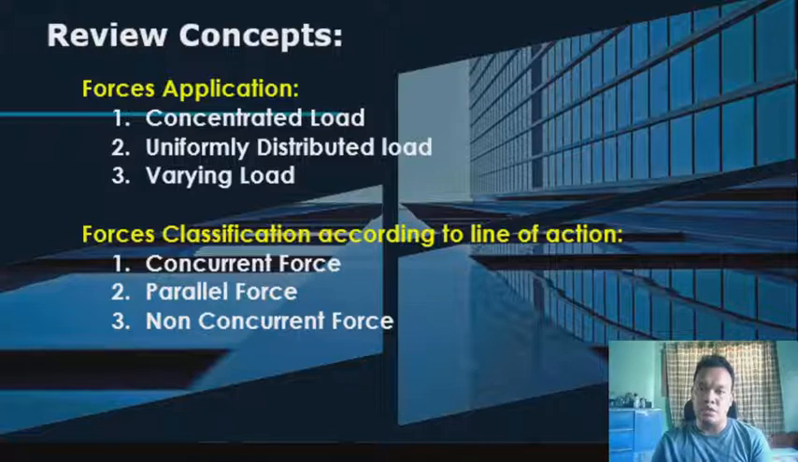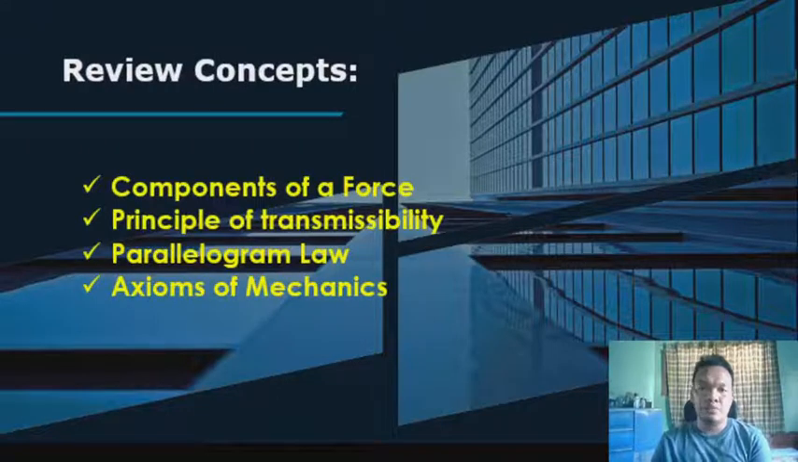Si concurrent force is yung force na kung saan is may single point lang na kumbaga pagkatagpuan. Si parallel force naman, from the word itself, ibig sabihin yung mga forces is parallel to each other. Then si non-concurrent force is the combination of the two, the concurrent and the parallel force. Then, as a review concepts, included pa rin to. So, na-discuss din natin si component of a force.